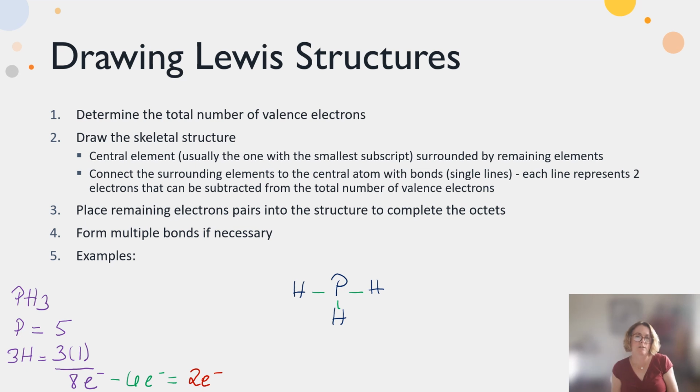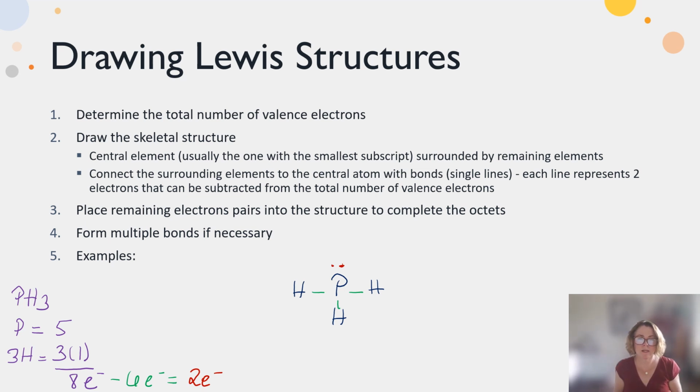Normally I would tell you, put the extra electrons on the outside atoms first. In this case, I cannot. Hydrogen is an exception to the octet rule. Hydrogen only takes 2 electrons. That is it. Once it forms one bond, it is done. It cannot take any more electrons. So my octet for a hydrogen for all 3 of them right now is satisfied. So the only place that I can put my extra electrons is on the phosphorus.